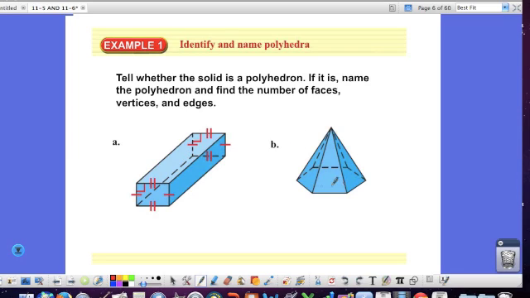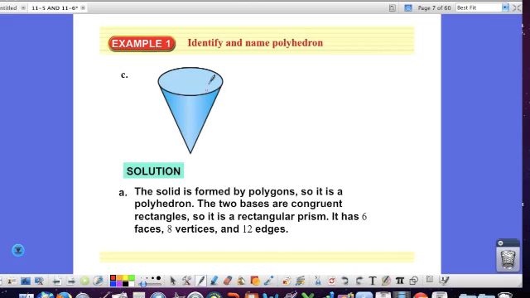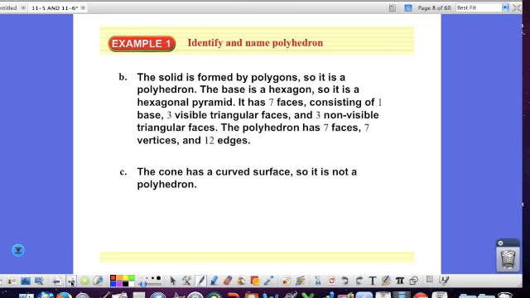For this, that's a hexagon at the bottom, so that's a hexagonal pyramid. It has a hexagonal base and 6 triangular sides for a total of 7 faces. As far as edges, it has 6 edges along the hexagonal base, 7, 8, 9, 10, 11, 12 edges. And as far as vertices, it has the 6 at the base and 1 at the pointy top. Letter C, this is not a polyhedron because it has a circular base. Here are your solutions. We've gone through and counted those.